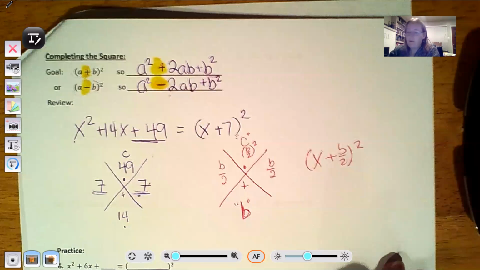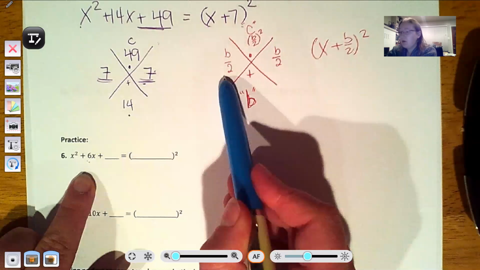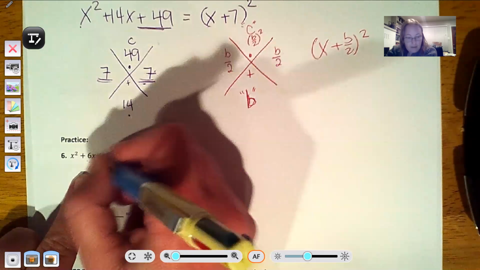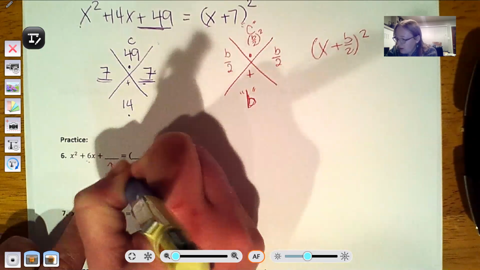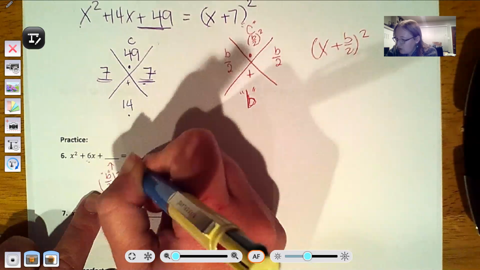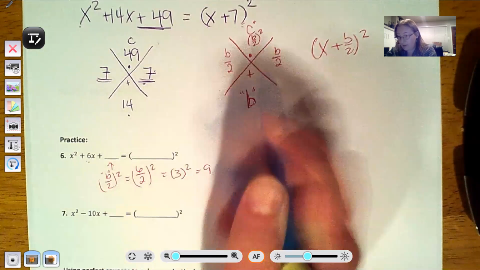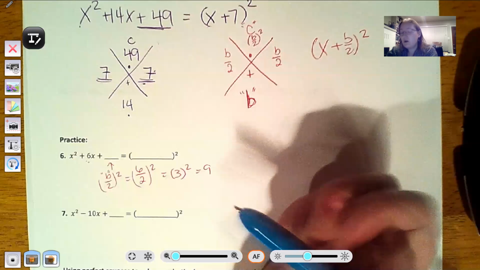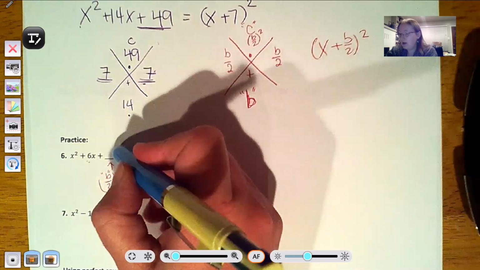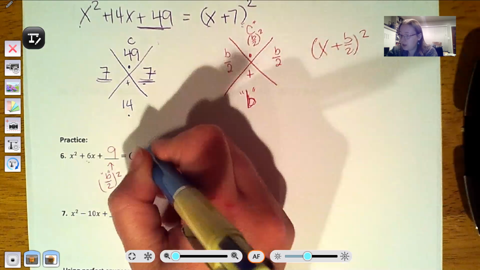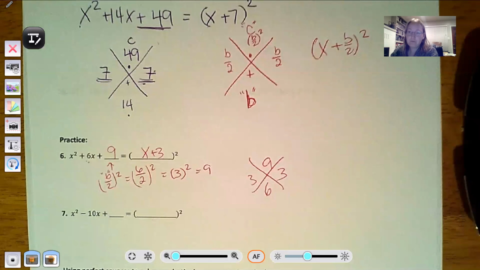So if it's, say, positive, what we can do is take half of it, that's the b divided by 2, and then we're going to square it. So it's going to be b over 2 squared that completes the square. So 6 divided by 2 squared, that's 3 squared, that's 9. Or you could say 36 divided by 4. You'll get 9 either way. Use the rules of exponents or order of operations, you're going to get 9 either way. And so that is x plus 3 squared. 9, 6, 3, 3. x plus 3 squared.